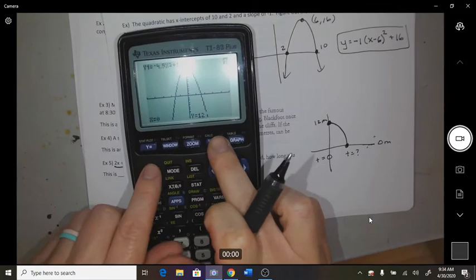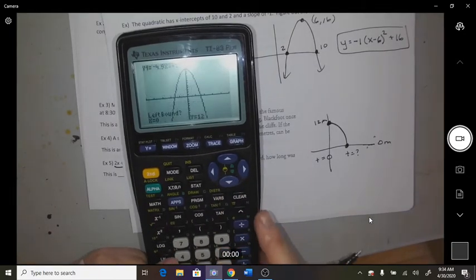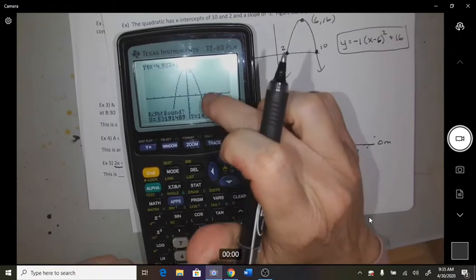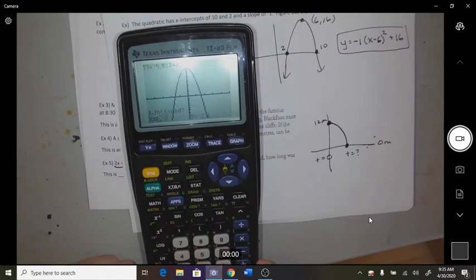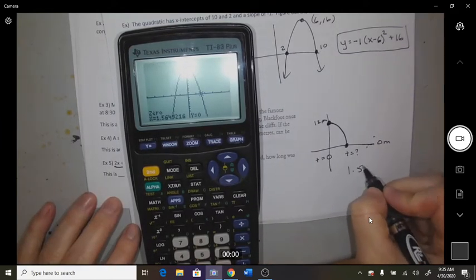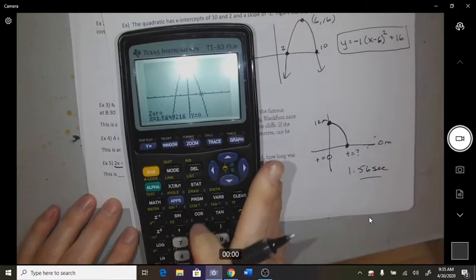So all we do is we calculate the 0. And we're to the left of it. And I see the x value of 2 is on the right of it. So 1.56 seconds is the answer.